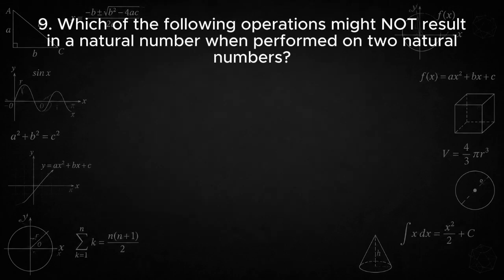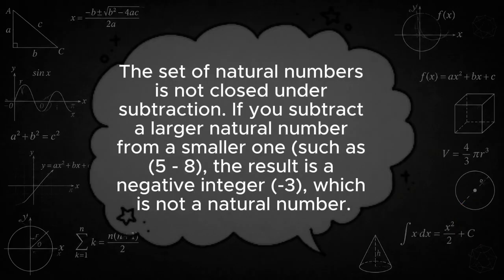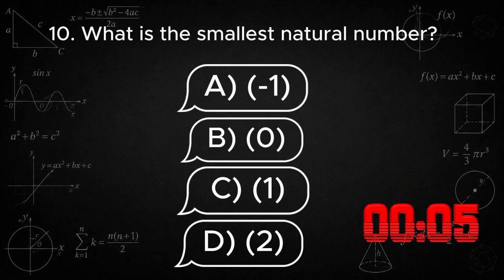9. Which of the following operations might not result in a natural number when performed on two natural numbers? 10. What is the smallest natural number?